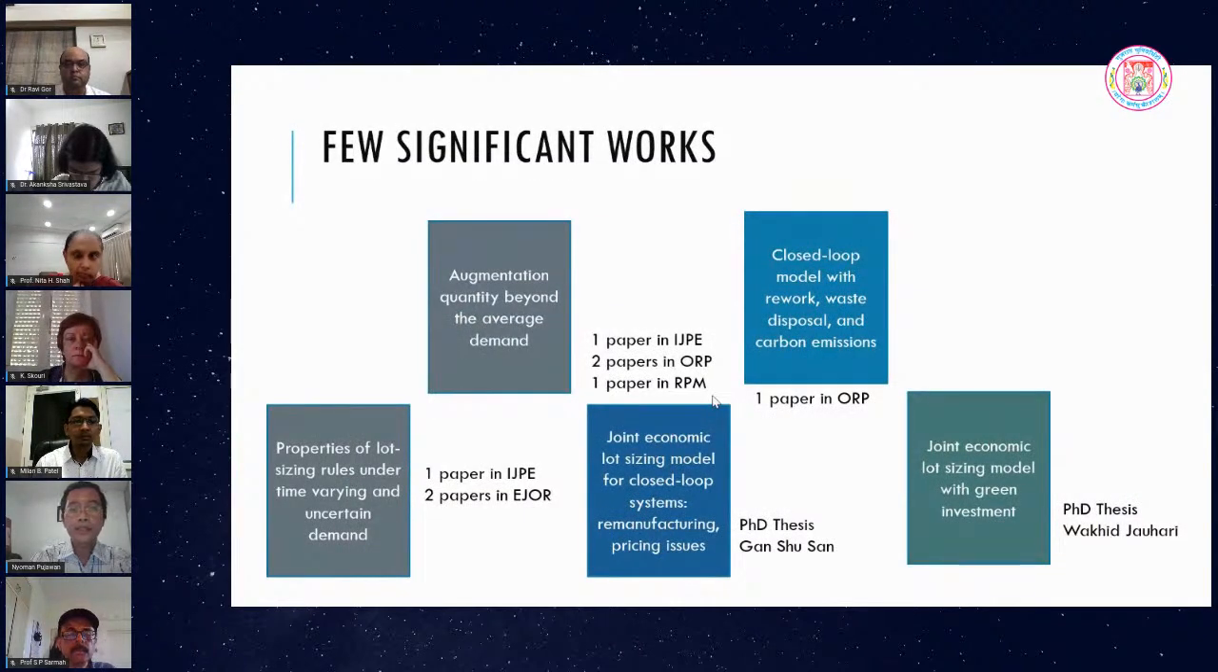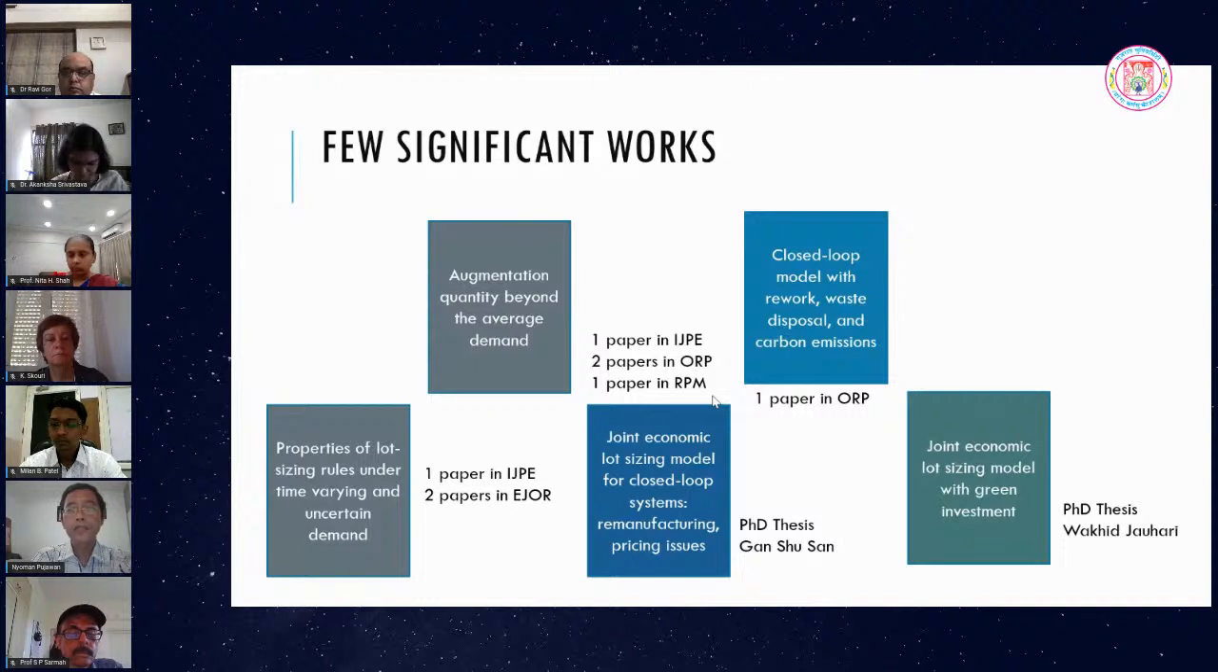All right, so as a start, this is the major outline of what I'm trying to present today. I will start with properties of lot sizing rules under different demand patterns, including what is called lumpy demand and uncertain demand. I have a few papers published about this. One was published in International Journal of Production Economics, and two papers in European Journal of Operational Research, including the one that talks about the augmentation quantity, where augmentation quantity is basically adding a certain quantity beyond the expected demand to buffer against uncertainty.